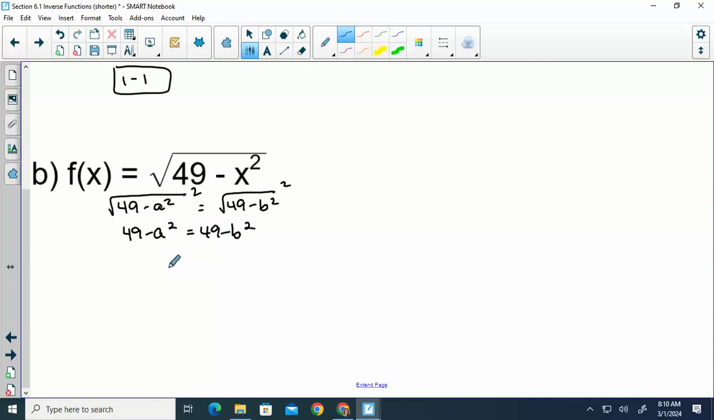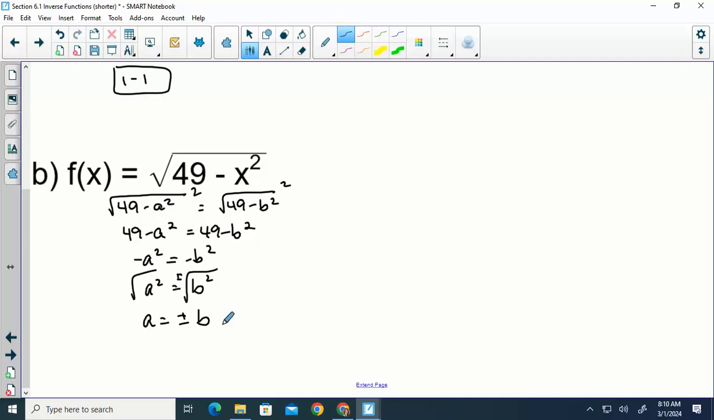Then if I'm solving for a, let's say I want to get a by itself, what would we do? Subtract 49, and then divide by negative. Then you take the square root. If you add an even root, what do you have to put with it? Plus or minus. So I get a equals plus or minus b.